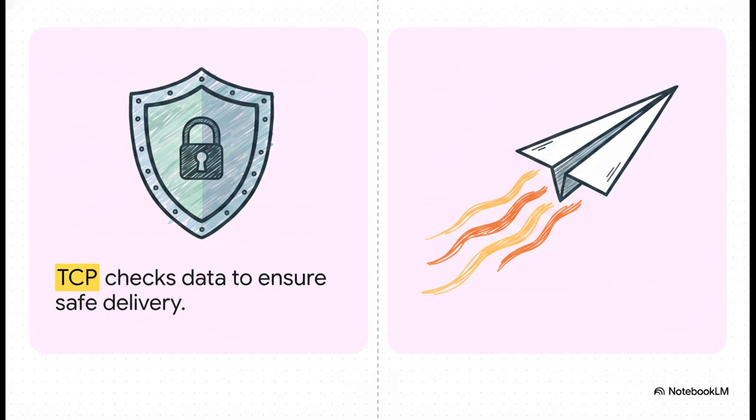On the flip side, you have User Datagram Protocol, or UDP. UDP sends data without any checks at all. It's literally like throwing a paper airplane and just hoping it lands. But because of that, it is incredibly fast. That's exactly why we use TCP for web browsing where accuracy matters, and UDP for live video streaming where speed beats perfect delivery every time.